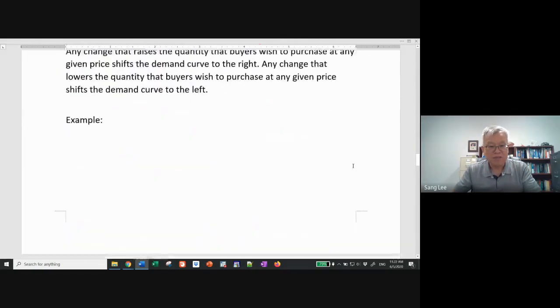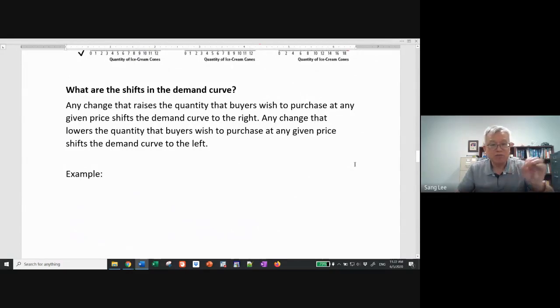But now, the topic here is what? It's not movement along the demand curve. Now it says, what are the shifts in the demand curve? What do we mean by shift here? Any change that increases the quantity demanded, or the quantity that buyers wish to purchase at any given price, shifts the demand curve to the right. Likewise, any change that lowers the quantity that buyers wish to purchase at any given price shifts the demand curve to the left. So what does that really mean?